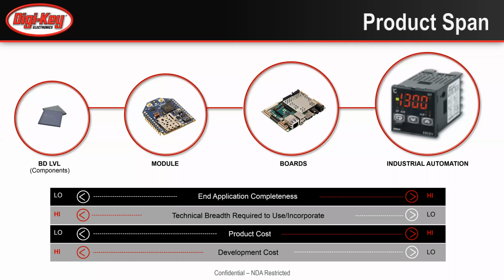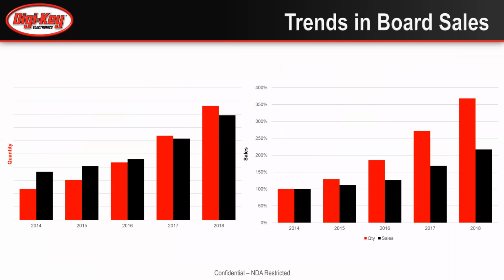Next slide. Now, what I've got on this next slide here are 2 graphs. The one on the left uses the left and right-hand axes. So the red shows quantity over time, and these are parts that DigiKey stocks, and these are essentially the sales results. And then the black bar are sales. Now, what I've done is I've normalized it to 2014 on the right-hand graph, and so you can see the quantity of boards is going up dramatically.